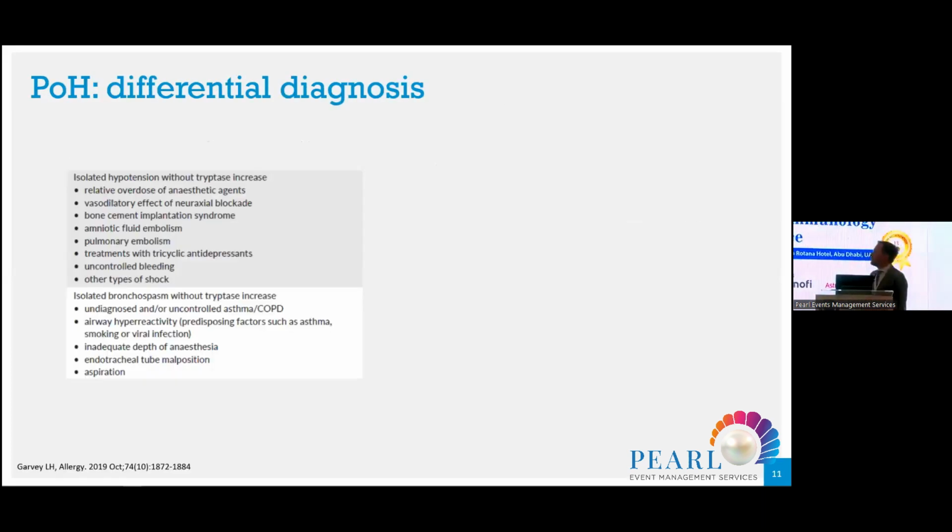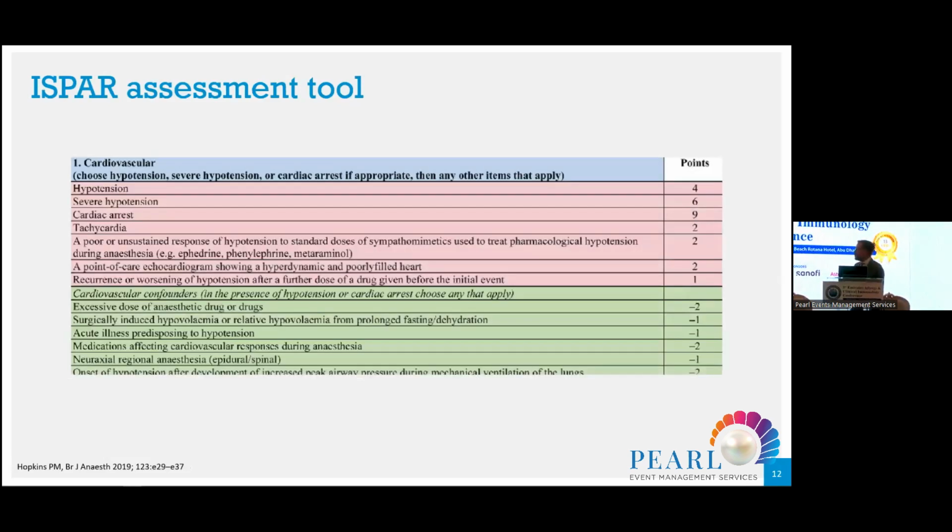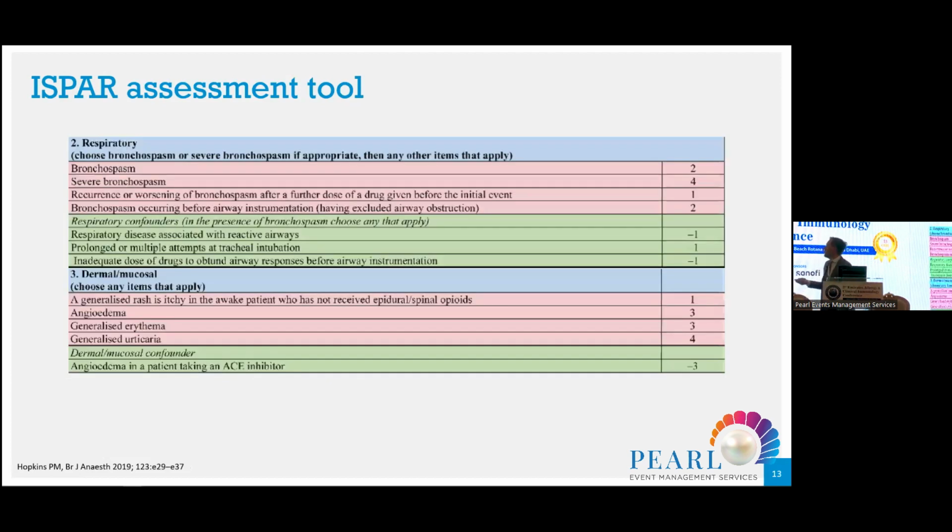So the differential diagnosis, of course, can be broad. It's not our main interest right now, but there are many confounding elements and factors that can be mistaken as a perioperative hypersensitivity, including effect of the surgery, effect of medication, or other disorders. So to help with this, a tool has been developed by ISPAR, which is an interest group on perioperative allergy, which is available online and, with a quite complicated grading system, helps you in identifying what's the chance of a reaction being real perioperative hypersensitivity.